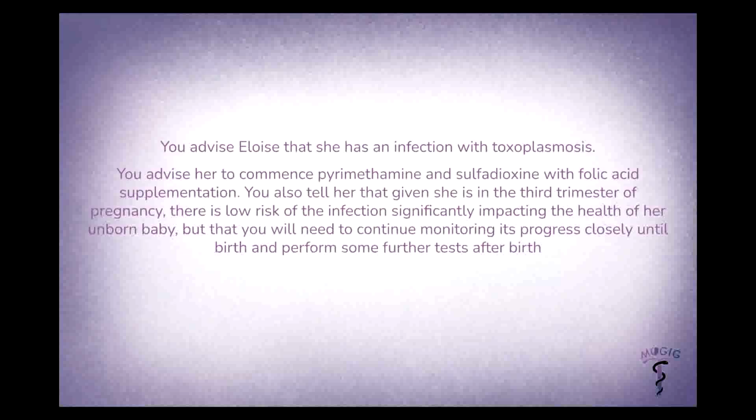So you tell Eloise that she is infected with toxoplasmosis. You advise her to commence pyrimethamine and sulfadiazine with folic acid supplementation because both of those agents can reduce folic acid availability, and you want to protect her against neural tube defects. You also tell her that she's in the 3rd trimester of her pregnancy, therefore there's a low risk that the infection will significantly impact the health and development of her unborn baby.